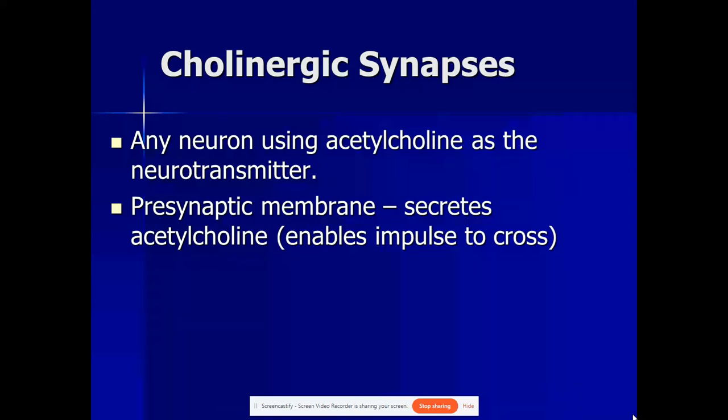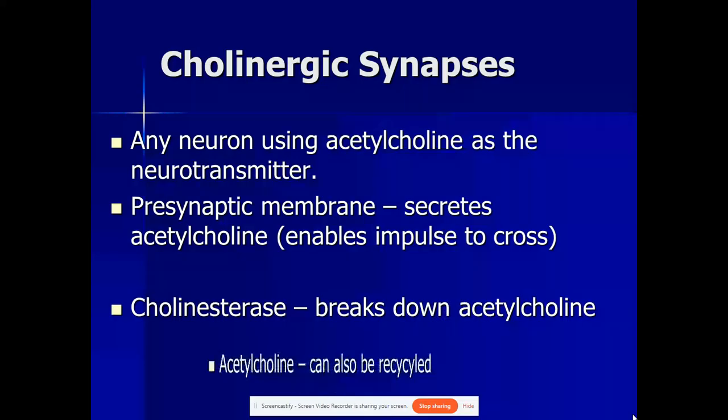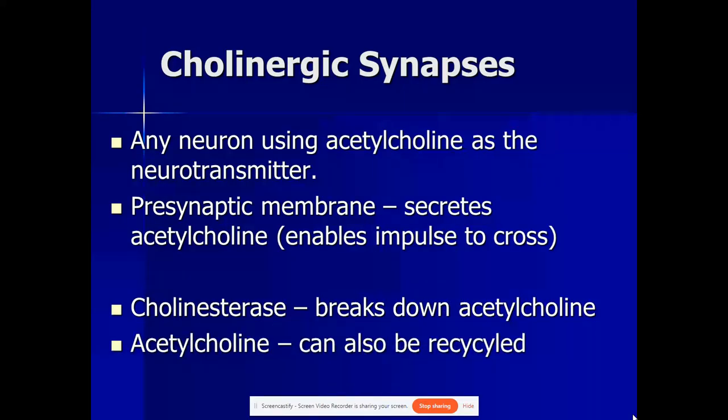What happens to the acetylcholine afterwards? You see an enzyme there. The enzyme cholinesterase breaks down acetylcholine into acetyl groups and choline. The choline portion is reabsorbed by the presynaptic neuron cell, which then can make it into acetylcholine again.